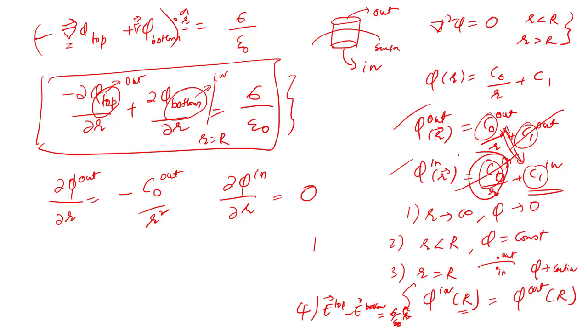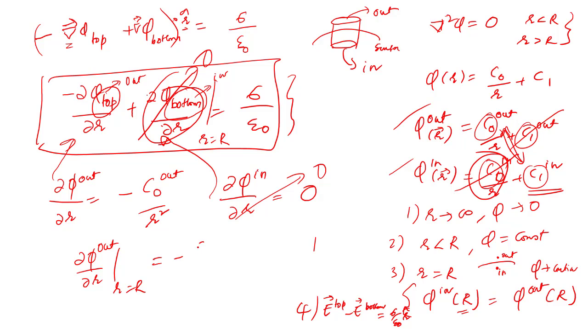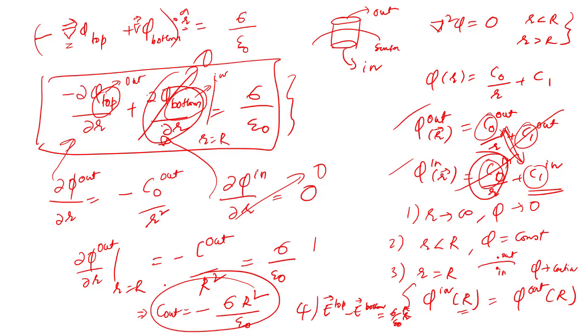And then, by combining these two, I can plug this in here, plug that in there. I can see that dou phi out by dou R at r equal to R, the second term being essentially 0 because this is 0, is minus C0 out by R square. So this should be equal to sigma by epsilon naught. So then I can write C0 out should be equal to minus sigma R square by epsilon naught. So now I have determined C0 out.